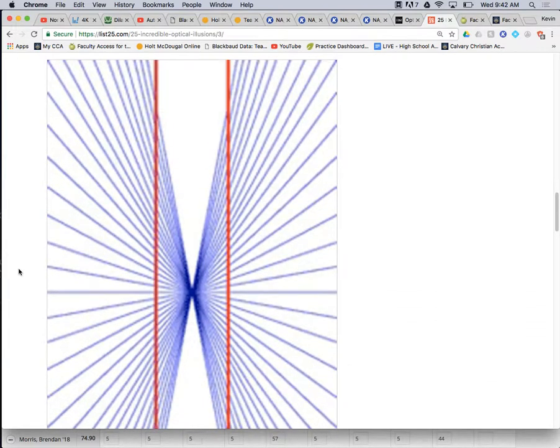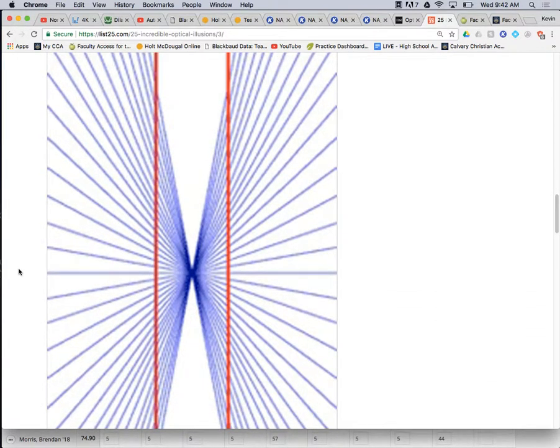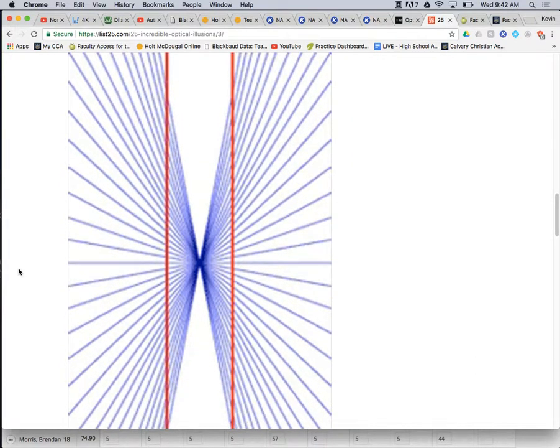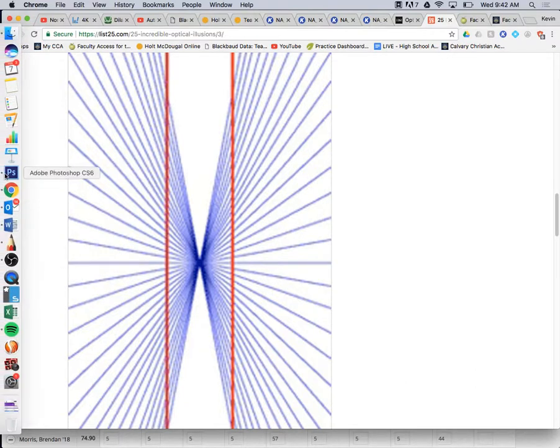This is a classic one called the Hering illusion. And it looks like the red lines, right? Are those red lines straight or are they bowed? They're bowed outwards, right? So that's what it looks like to us.